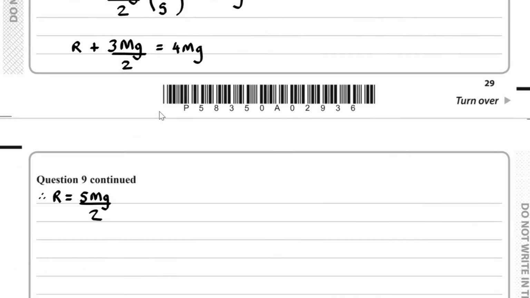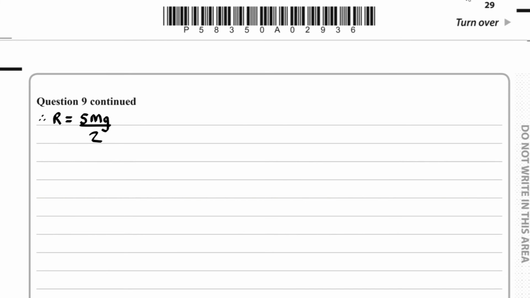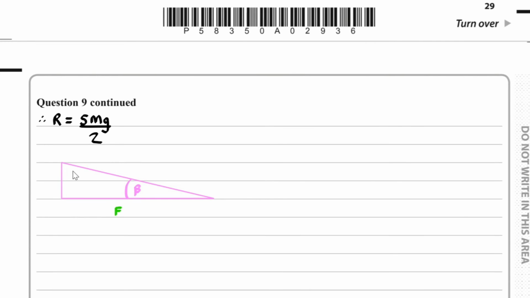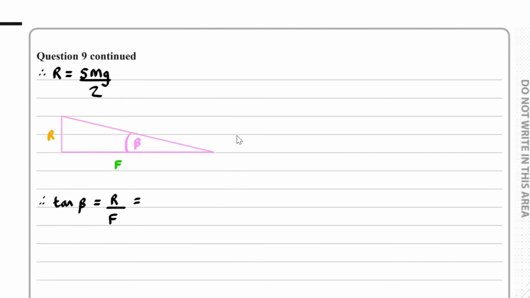So let's create a new diagram to help us find out what tan beta is. I've got a triangle over here, I've got beta over here, and I've got F, and I've got R. So therefore, tan beta is equal to R divided by F. So I've got R, which is 5 mg over 2, and then I'm going to divide this by F, which is 2 mg, and it turns out tan beta is 5 over 4.